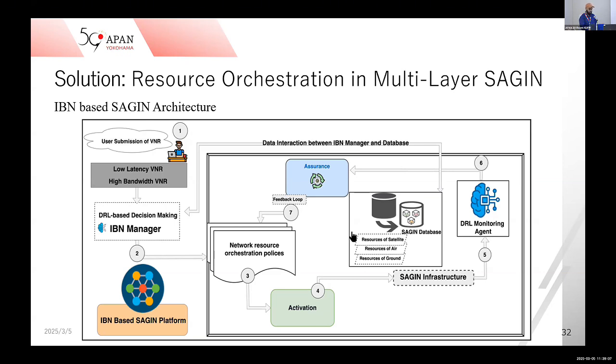This is the overall solution which provides us the decision making for placing the VNR based upon low latency and high bandwidth. And finally, the assurance part that we are talking about: whether our intent is finally validated or assured by the network itself or not. If it provides the right assurance of our intent, then it means we have successfully deployed this low latency VNR and high bandwidth VNR.